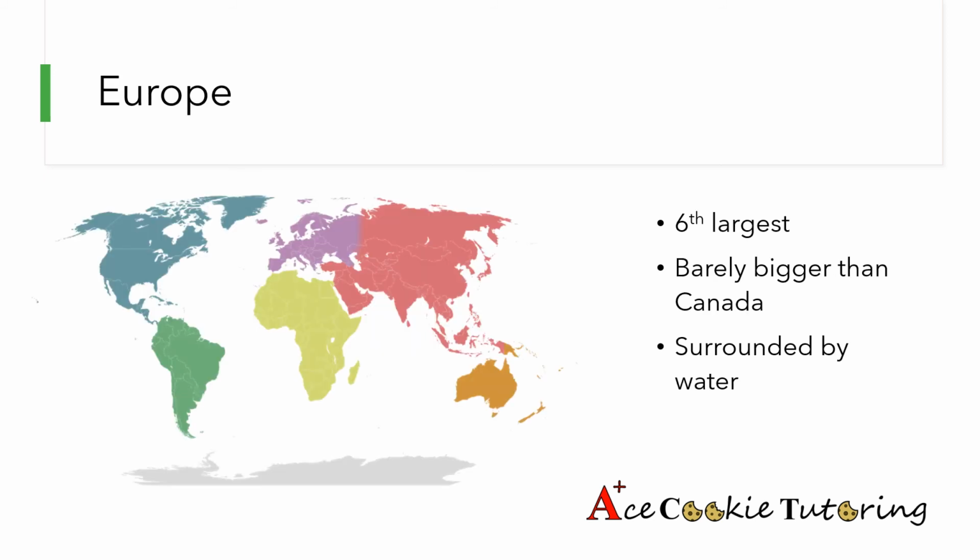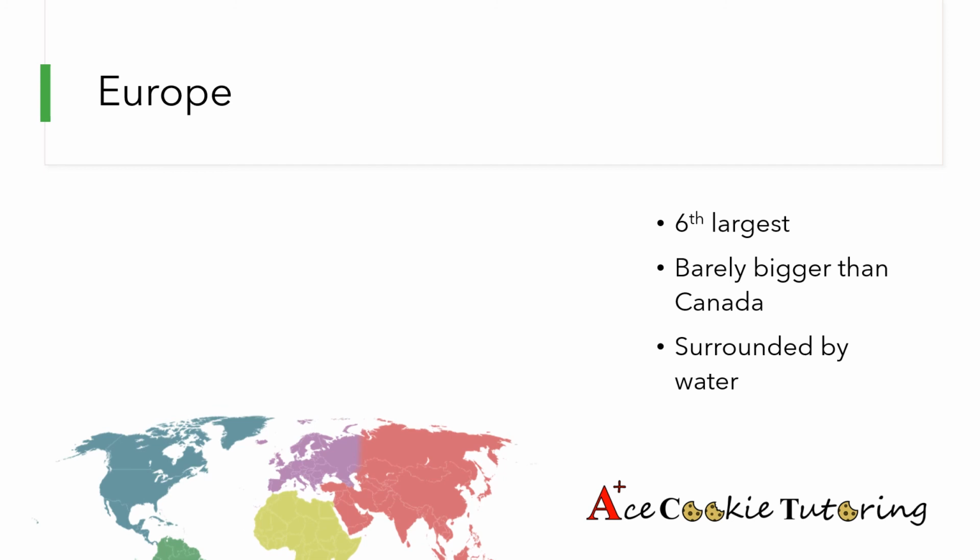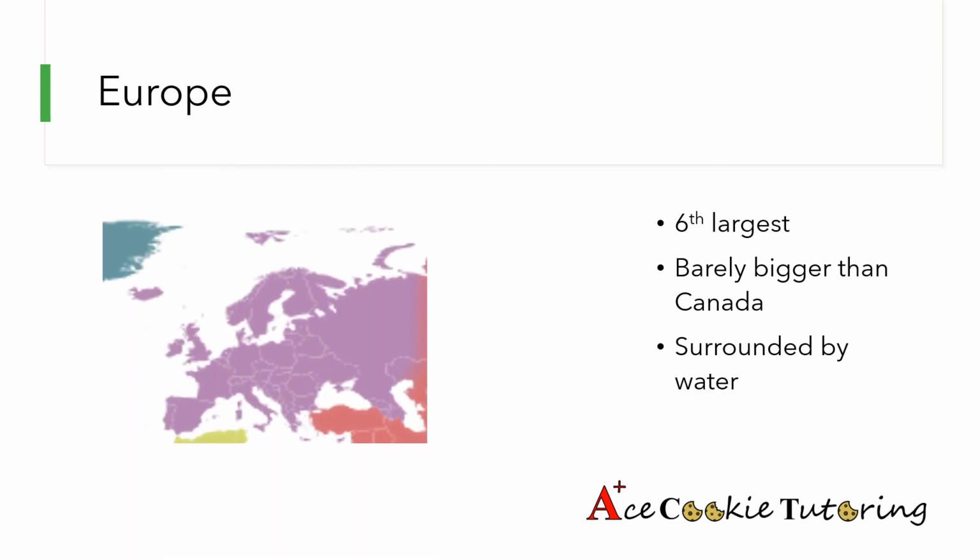Our next continent is Europe. Europe is actually attached to Asia, and it's the sixth largest continent. It's barely bigger than Canada, and it is mostly surrounded by water. And here it is, guys. It's that purple continent for you. You see red, that is Asia, and down there just a little bit of yellow, that's Africa. So Europe is really close to different continents.